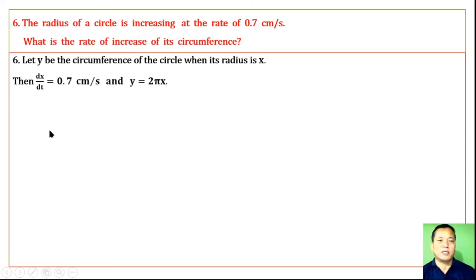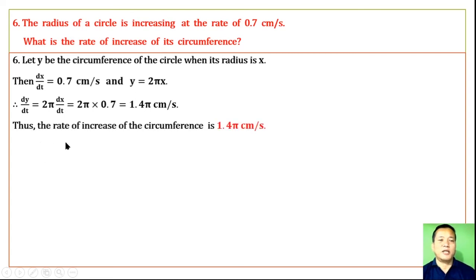twice pi x. Therefore, dy by dt is twice pi into dx by dt. The value of dx by dt is 0.7, which gives 1.4 pi centimeter per second. Thus, the rate of increase of the circumference is 1.4 pi centimeter per second.